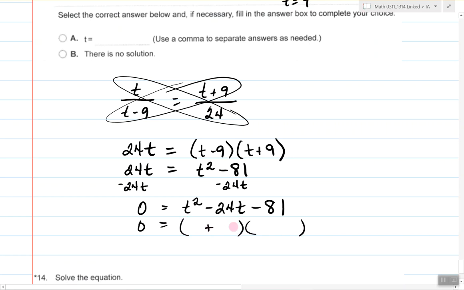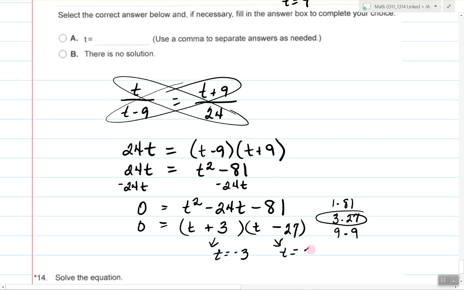I know I need 1 plus and 1 minus, put in the t's. Now for 81, it's 1 times 81, 2 doesn't go in there, but 3 goes in there 27 times, and 9 goes in there 9 times. I need a difference of 24. It's going to be here. And I need the 3 to be plus, and then the 27 to be minus, so that I get a middle term that's negative. That means that t could be negative 3, or t could be 27.